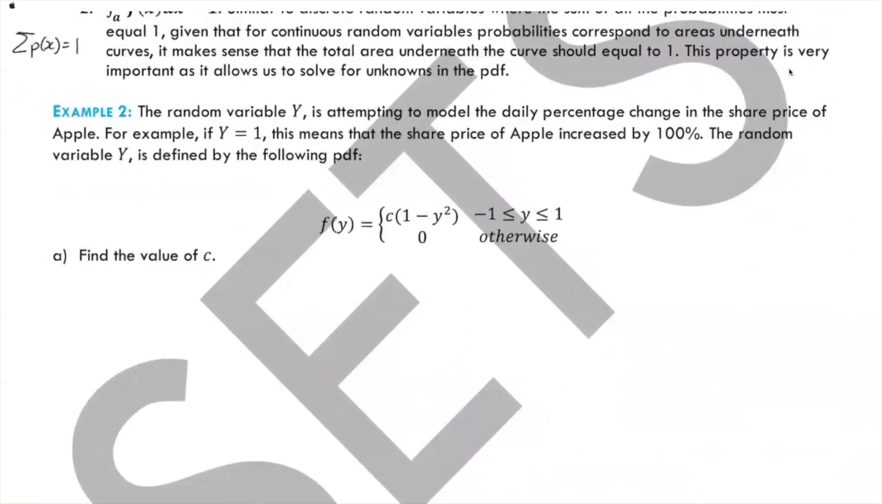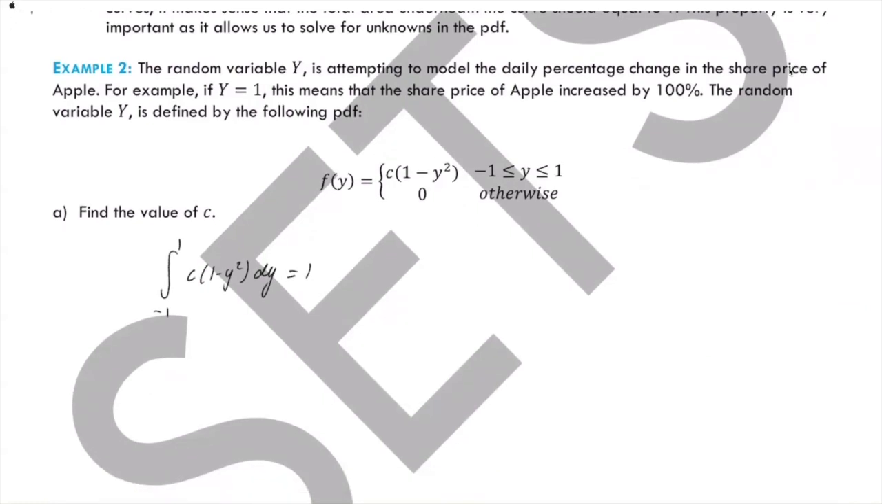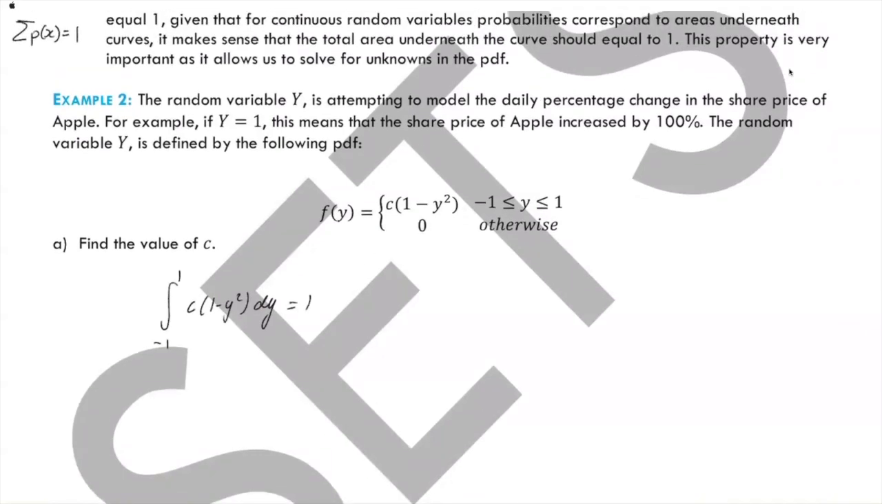Well, if it's a valid PDF, then what should the area underneath the curve be? It should be equal to 1. And where are we going to integrate from? -1 to 1. So the full range in where the PDF is defined. So some constant times 1 minus y squared dy should equal 1. Is that okay? I'm just going to take the c out of the integral.